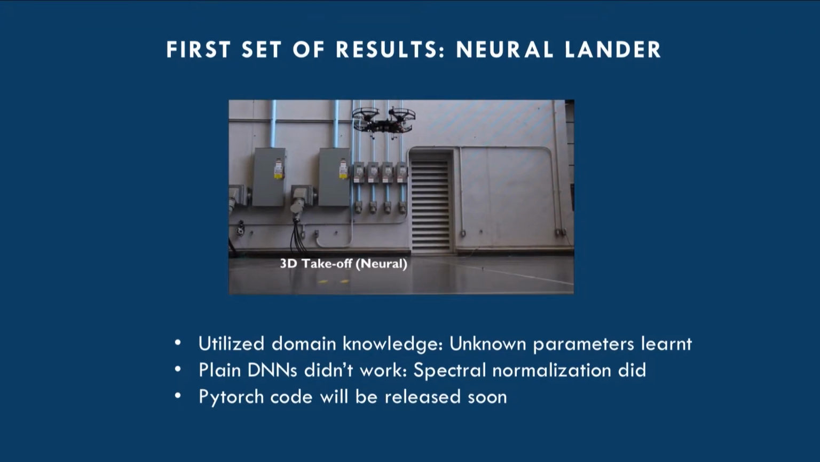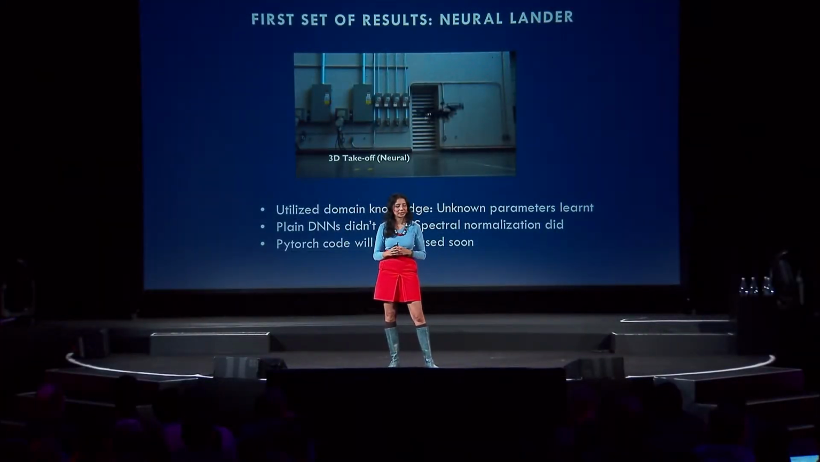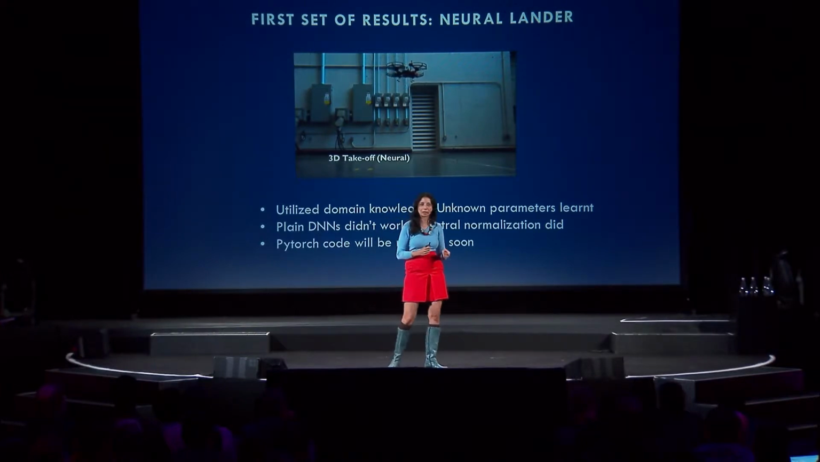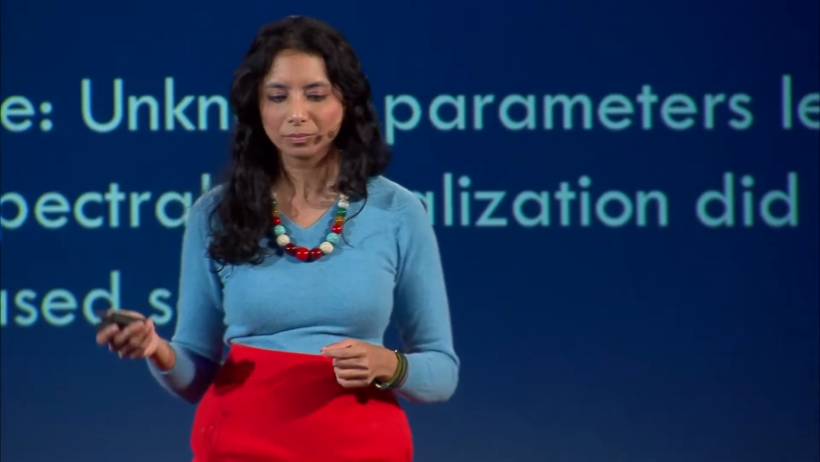And it turns out that actually, if you just used a plain neural network, this is not enough. You need this notion of spectral normalization, and that also gives you nice theoretical guarantees on stability. And so this is really the first foray for me into control, but I see a lot of problems that can use learning. And this was also built on PyTorch, and we'll release the code.